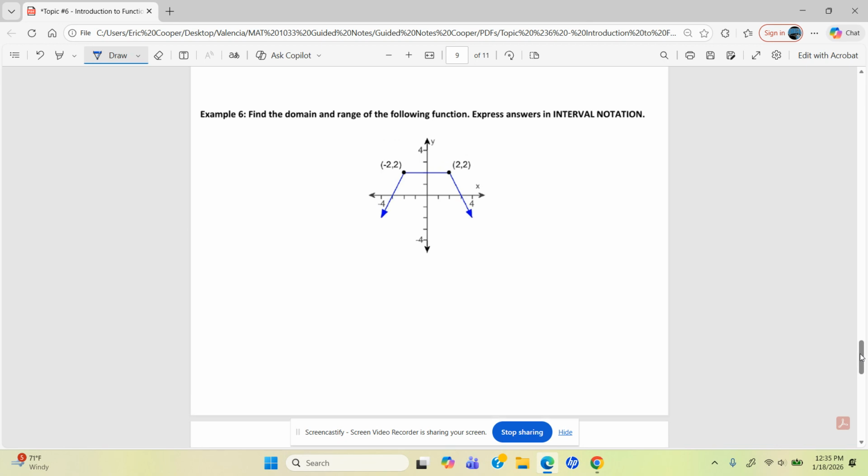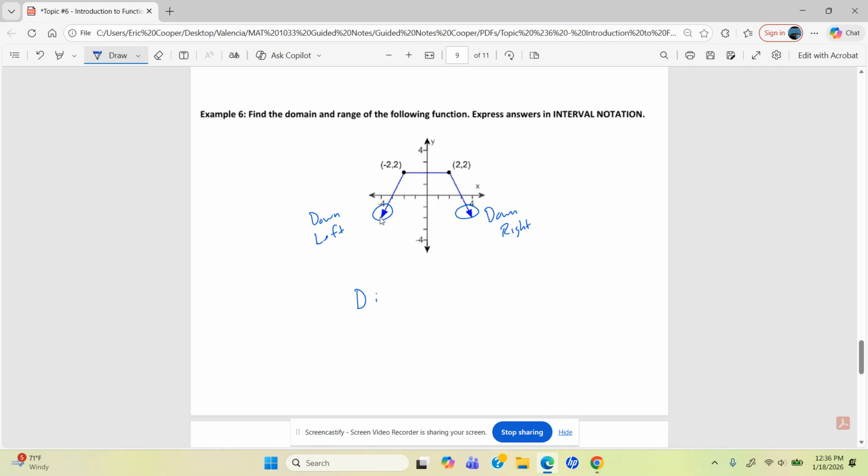Let's try it on this graph. Find the domain and range, and express the answer in interval notation. So here, we actually have two sets of arrows. So let's understand what these arrows mean. This arrow means it's going down and to the left forever, and this arrow means it's going down and to the right forever. When I look at domain, I'm asking how far I can go to the left and how far I can go to the right.